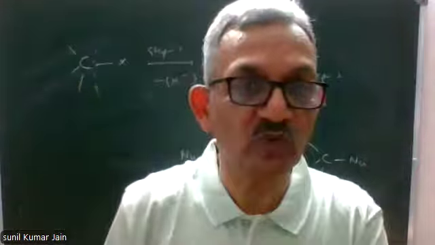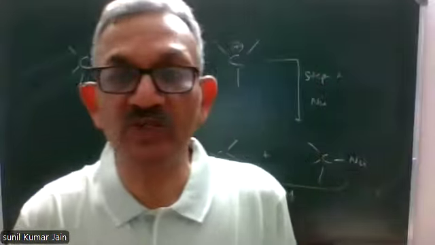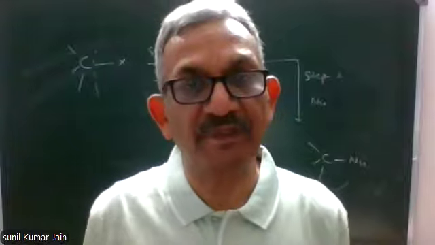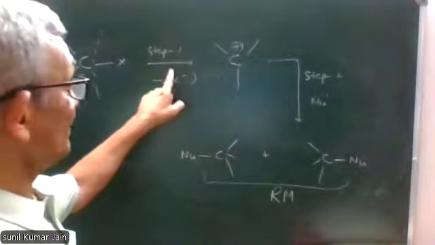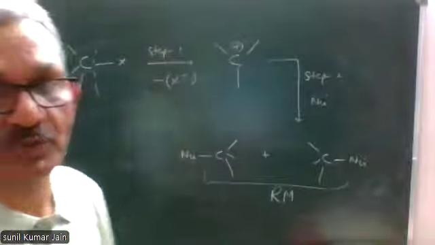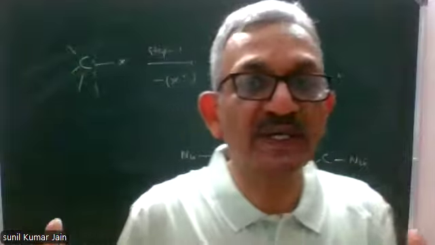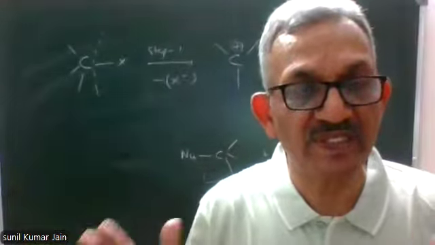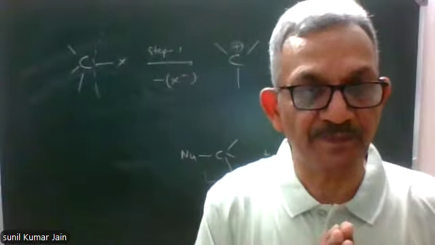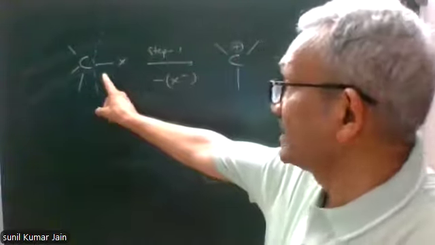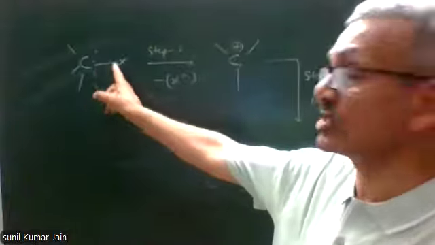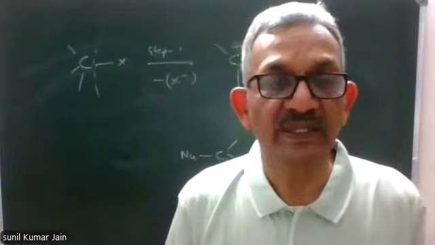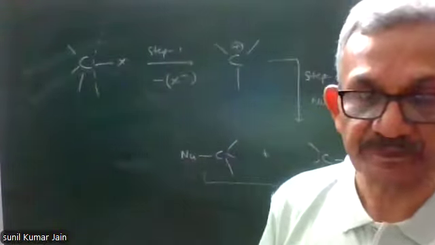Now, after 2 steps, which step is slow? Because that is going to decide whether this is monomolecular or bimolecular. See, in the first step, the bond between carbon and halogen is broken. And for breaking this bond, energy is required. That is why step 1 is a slow step. Step 1 is the RDS. Since only one reacting particle is involved in the RDS, this is a monomolecular reaction, that is the SN1 mechanism.